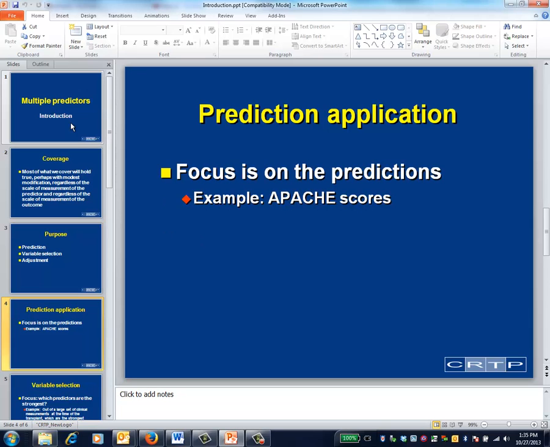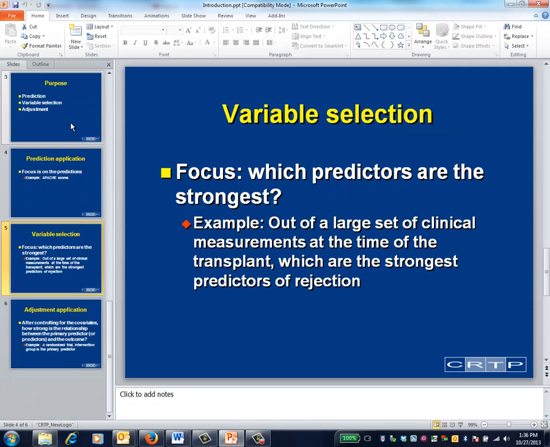For prediction application, the primary focus of interest is in the model's prediction. For example, the Apache score gives a predicted probability of surviving an ICU stay. One can easily imagine the information being used to counsel patients and their families, and also to study the pattern of outcomes within an ICU. In particular, asking questions such as whether survival is better or worse than anticipated. So it is of less interest exactly how these predictions are derived, so long as they're accurate.